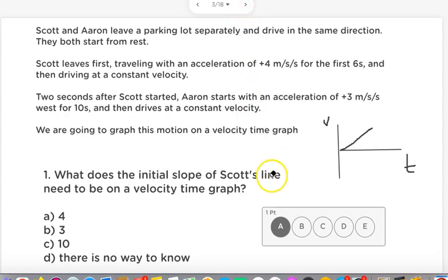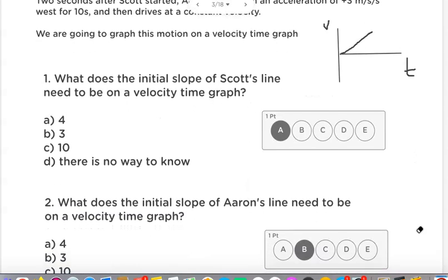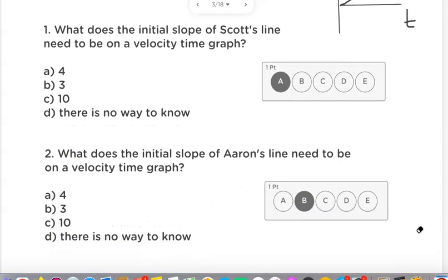We go to the next slide. This is a new problem. So pause the video and read this problem. All right, so there are two questions being asked. What does the initial slope of Scott's line need to be on a velocity time graph? And the same question for Aaron. The answers are here, A and B.